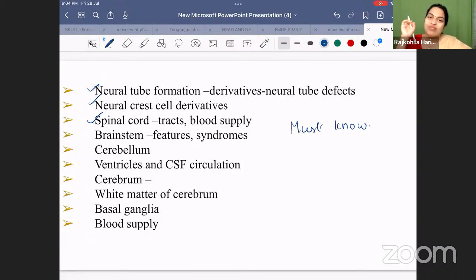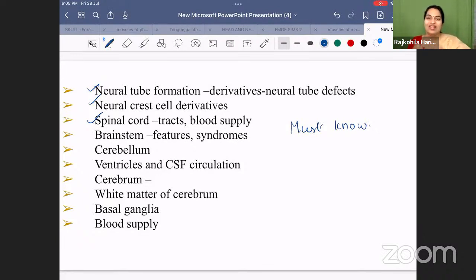And then the brainstem syndromes. Can you tell me which syndrome they keep asking repeatedly? Yes, it's the Wallenberg syndrome, the lateral medullary syndrome. It keeps coming repeatedly. And the cerebellum is very important. Everything about the cerebellum: the lobes, the cortex, the deep cerebellar nuclei, its connections, and lesions of the cerebellum. Of course, ventricles and CSF circulation, especially the lateral ventricle and the parts of the fourth ventricle, you should be able to identify in an image.